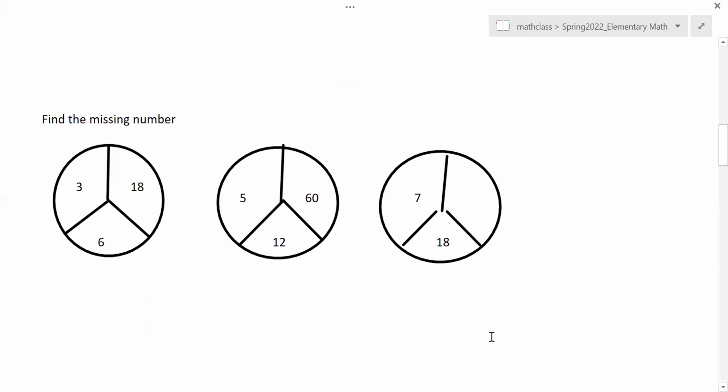Okay. So 3, 6, 18, 5, 12, 60, and 7, 18. Okay, so what do you got?